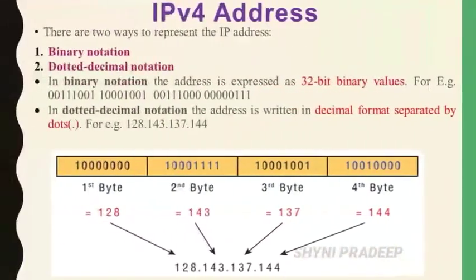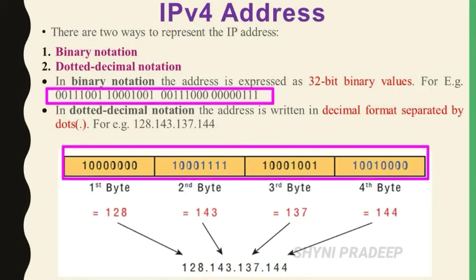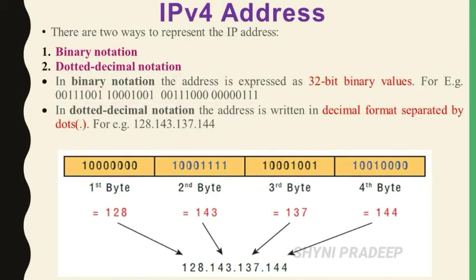It is divided into two ways. What are they? Binary notation and dotted decimal notation. In binary notation, the value is expressed as 32-bit binary values. For example, see here, this is the binary value notation. In dotted decimal notation, the address is written in decimal format separated by dots. See here, this is the address, given in decimal format separated by dots.